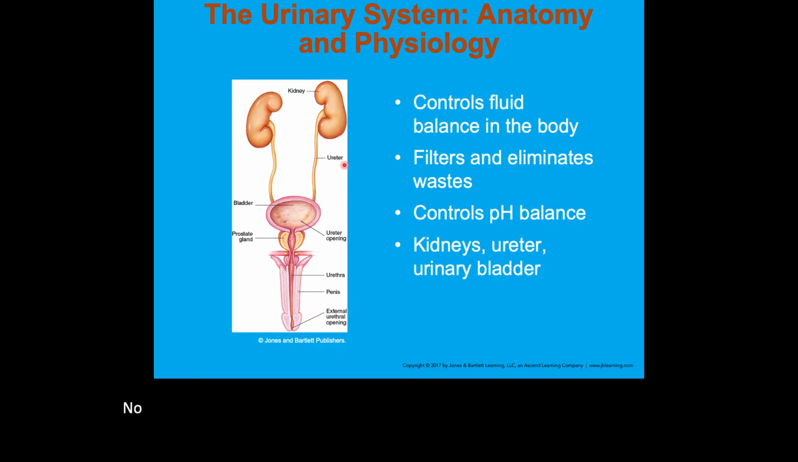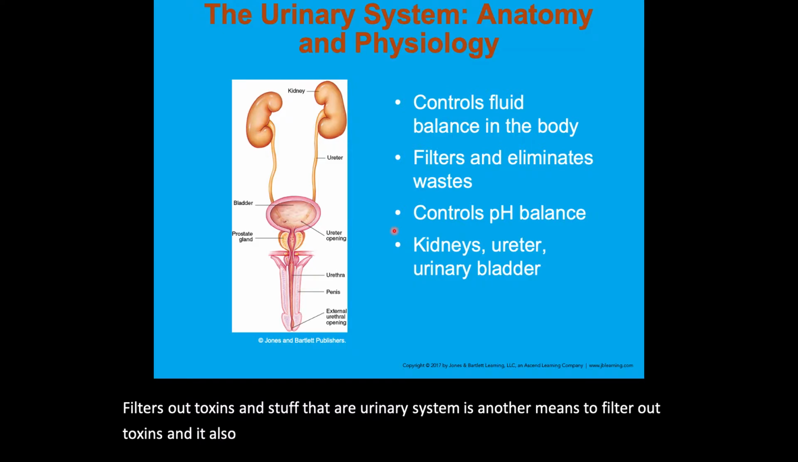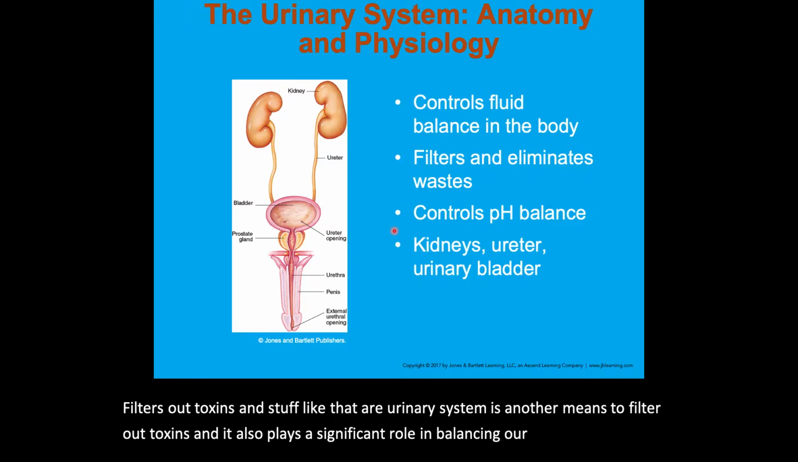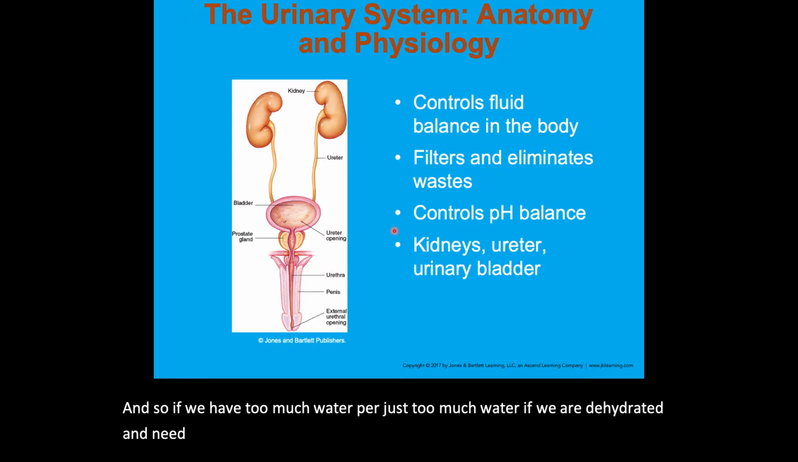Now let's take a look at our urinary system. Much like our liver filters out toxins and stuff like that, our urinary system is another means to filter out toxins, and it also plays a significant role in balancing our body's fluid. So if we have too much water, it purges too much water. If we are dehydrated and need to maintain as much water as possible, it'll hang on to the water.